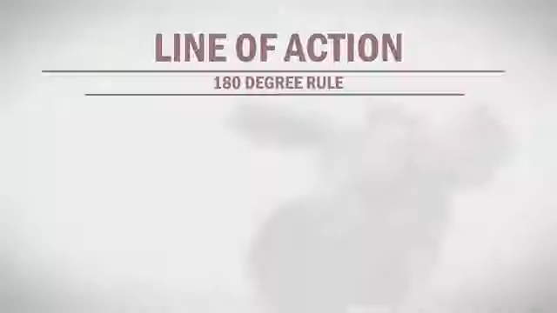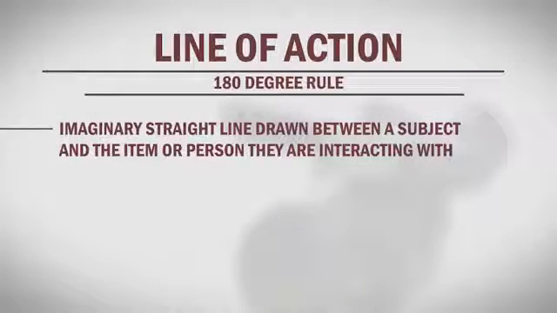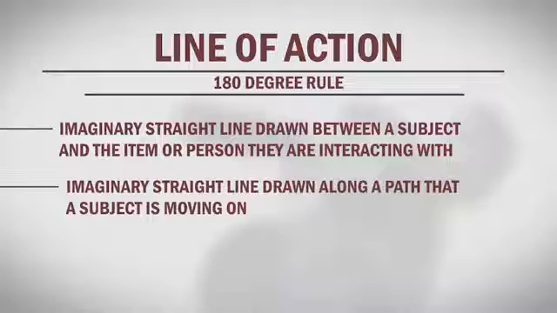The basic idea behind the 180-degree rule is to establish and maintain the screen direction of your actors or action in the scene. Failure to follow the rule can make scenes difficult to follow for your audience. The most important factor in working with the 180-degree rule is knowing how to establish a line of action. The line of action is an imaginary straight line that is drawn between a subject and an item or person they are interacting with, or a straight line drawn along a path that a subject is moving on.